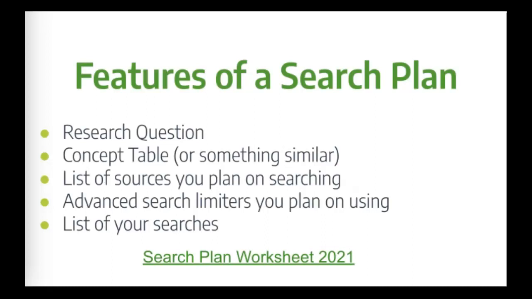You might also want to plan out the limiters you hope to use. This is a good place to remind yourself to search for peer-reviewed full-text articles. Finally, your search plan is a place to jot down the searches you've tried. You'll be able to determine what works and what doesn't.